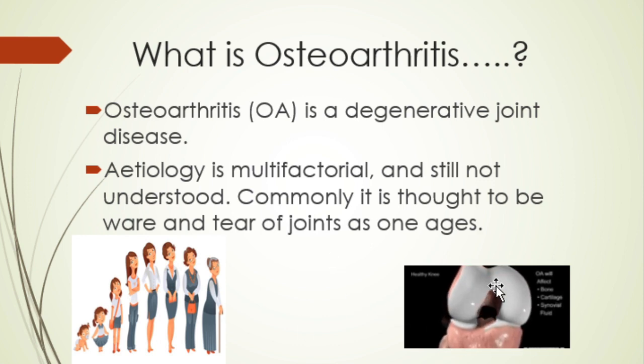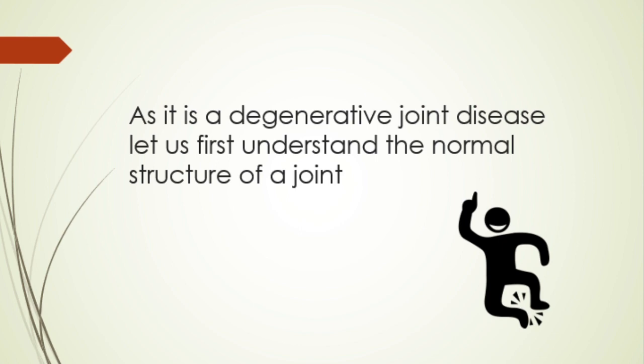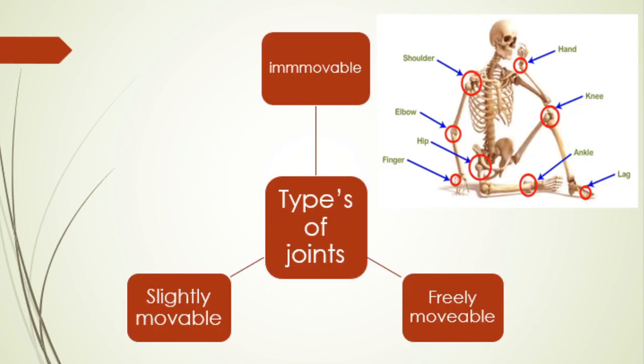So this is the normal joint which is showing its free movement without any tension or pain in it. As it is a degenerative joint disease, let us first understand the normal structure of a joint. Basically, joints are of three types: immovable joints, which do not allow any movement; secondly, slightly movable joints, which allow some restricted movements; and third, freely movable joints, also called synovial joints, which allow free movement.